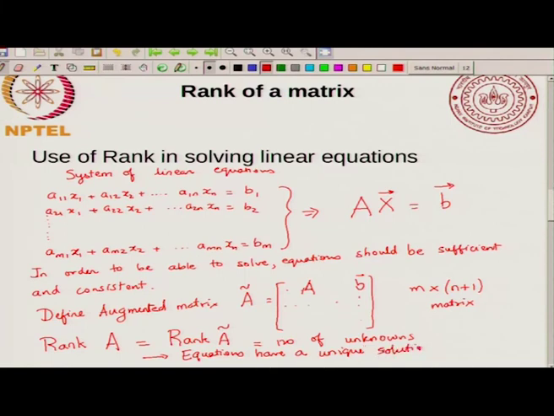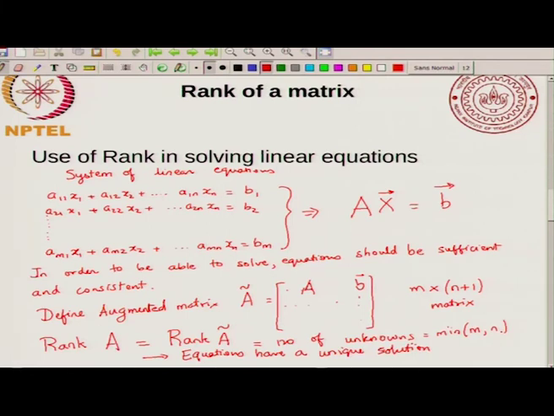So, if the rank of A is equal to the rank of A tilde, then you are guaranteed that the equations are consistent. Further, if the rank is equal to the number of unknowns, then you know that the equations have a unique solution. In other words, you can say the rank is equal to the minimum of m and n, whichever is less between m and n. Then you can be sure that the equations have a unique solution.